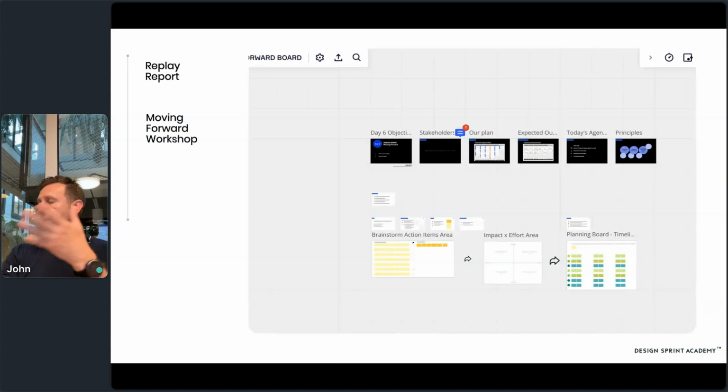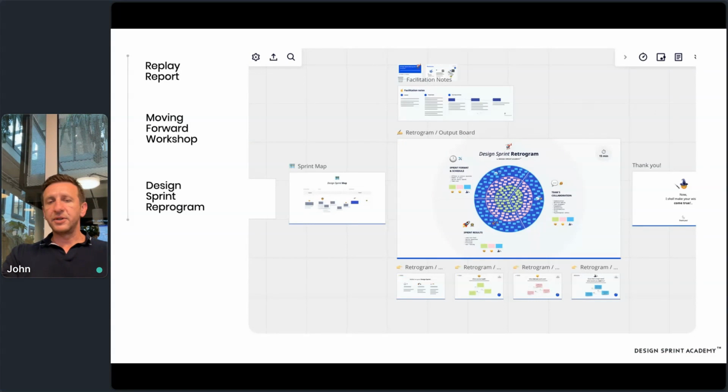You can also do, and we do, design sprint retrospectives with the team. We're using the retrogram. This is the retrogram. It's a free tool. It's available on our website. Feel free to download it.